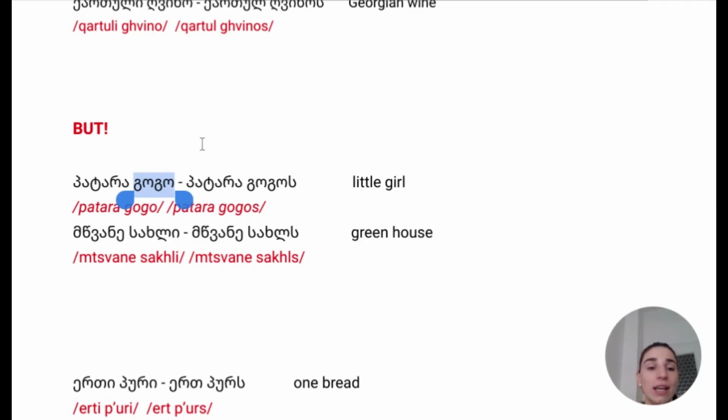The next one is mtsvane sahli. It means a greenhouse. But if you want to say dative case, it is mtsvane sahls. Mtsvane is still mtsvane. Sahli became sahls.